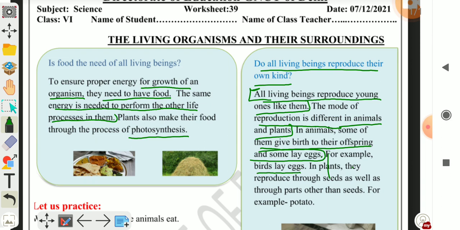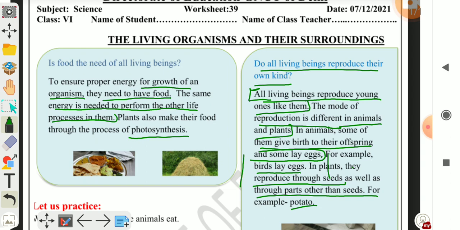In plants, they reproduce through seeds. How do plants reproduce? They reproduce through seeds as well as through parts other than seeds. Other than seeds means, for example, potato. How does potato grow? A piece of potato having a bud grows into a new plant.